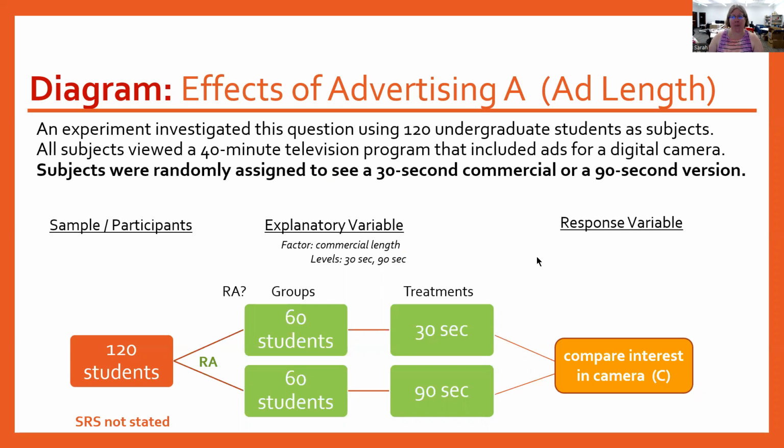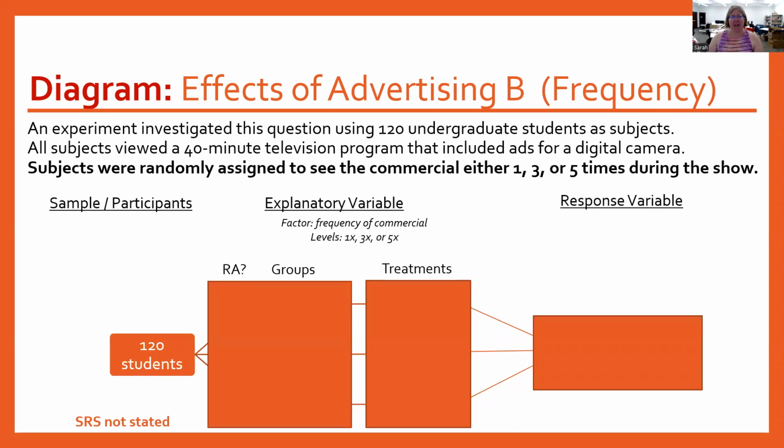We're going to use this same setup with 120 undergrad students in this advertisement for a digital camera. But in version B, they're either going to be assigned to see the same ad either once during the 40 minutes, 3 times, or 5 times. So go ahead and pause the video and give that a try.